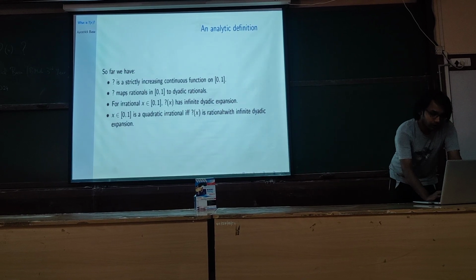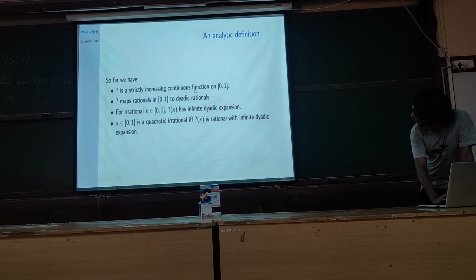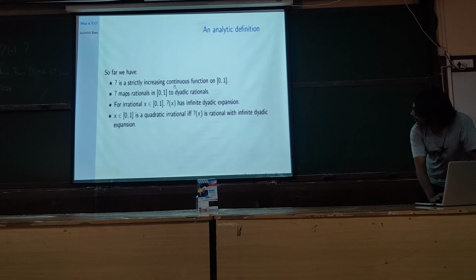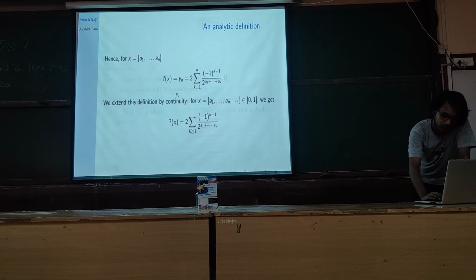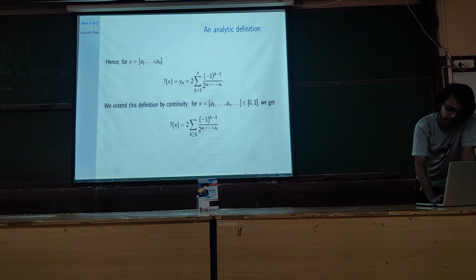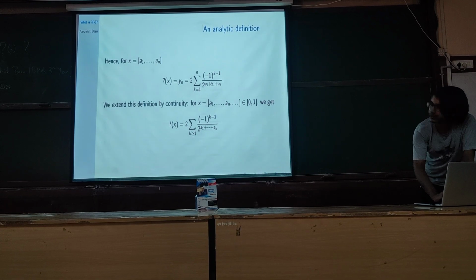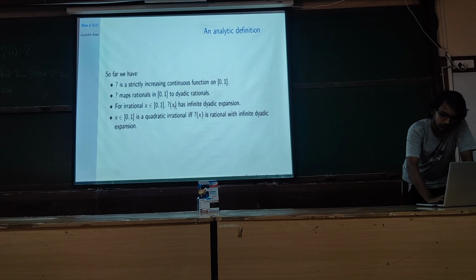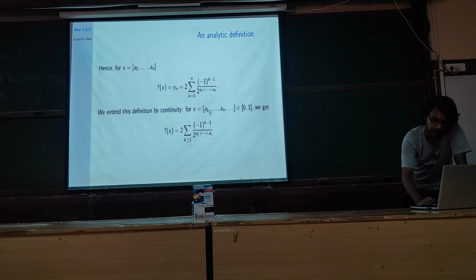And so we summarize the properties that are now evident from this analytic definition. We had the monotonicity property from before, but now we have continuity as well, formally. We have the fact that question mark will map rationals in 0, 1 to dyadic rationals. To see this, just look at this. If you have a rational, it will have a finite continued fraction expansion of this form, and so question mark will be something of this form, which quite obviously is a dyadic rational. If you are given an irrational input, question mark of x will have an infinite dyadic expansion, again simply because the continued fraction expansion is infinite.